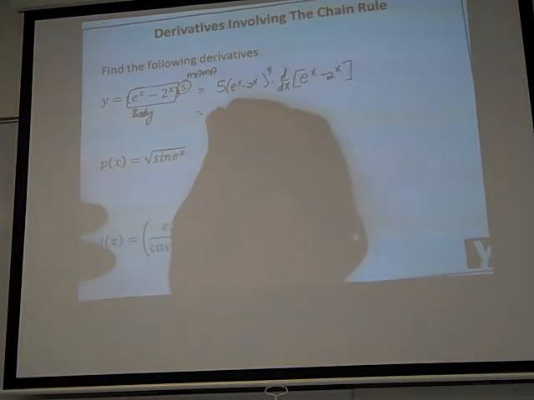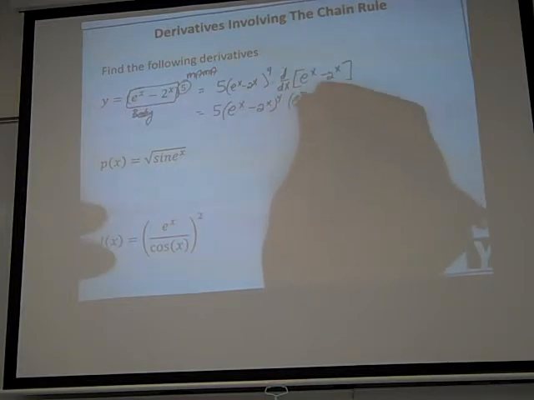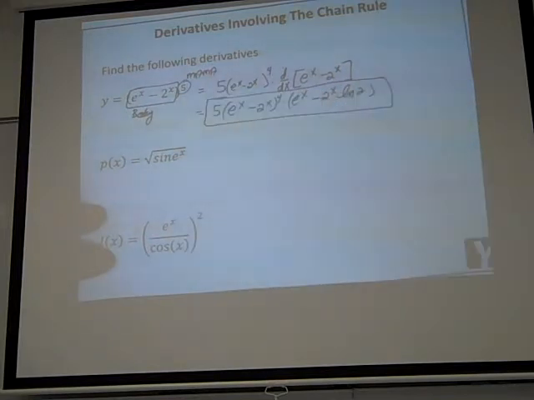And fortunately, we know how to take those derivatives. We have derivative of e to the x is e to the x, minus the derivative of 2 to the x is 2 to the x times the natural log of 2. And we're done with that one. Hooray! All right, p of x, the square root of the sine of e to the x.